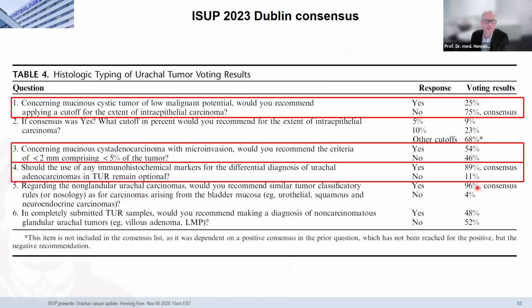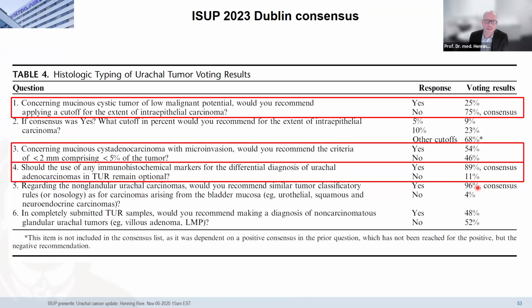Concerning mucinous cystic tumor of low malignant potential, would you apply a cutoff for the extent of intraepithelial carcinoma? The consensus here was no. So what the participants said was, if there is any carcinoma in this tumor, it's a mucinous cystadenocarcinoma. That's what this consensus means.